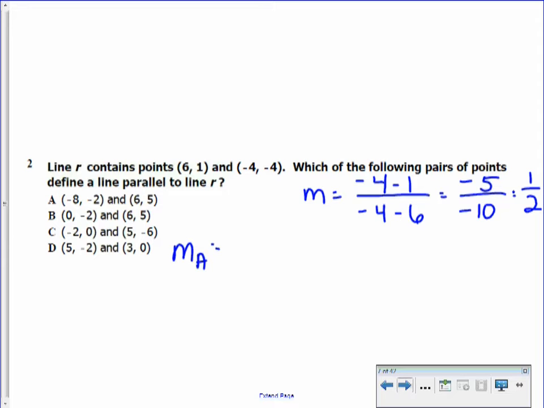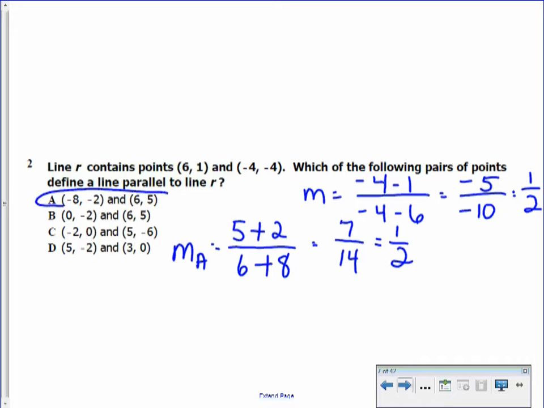just to make sure. So let's see, this first one I would do 5 minus -2, and then 6 minus -8. So that gives me 7 over 14, and that equals 1/2. I will tell you, if you do the other two, for B, you get a 7/6. C, you get a -6/7. And D, I got 1. So I did check all of them, and it's A.